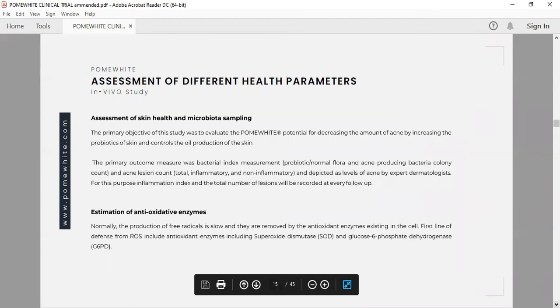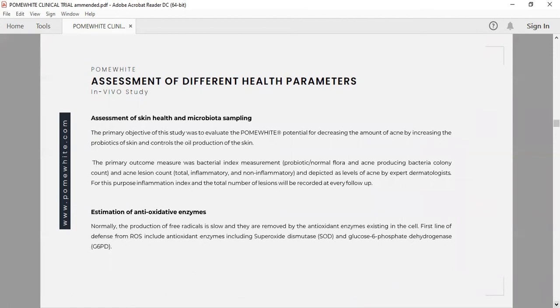So the first thing that we have done from this sampling is our assessment of skin health and microbiota sampling. These are the primary objectives to evaluate the Pomewhite. For this purpose, the bacterial index was measured. Bacterial index measurement means the culture studies in which the probiotic or normal flora and acne producing bacteria colony, these two colonies are counted after 48 hours of culturing, and then the acne count was there, that is further expressed as the level of acne by an expert dermatologist.